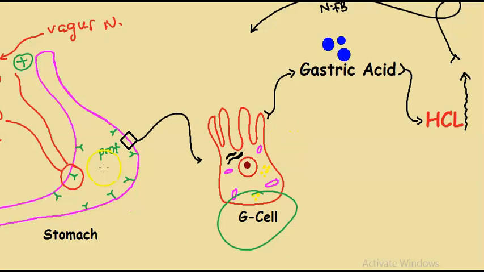So the protein, I will repeat, when we have the distension of the stomach wall, right? Protein inside the food would stimulate the release of gastric acid. Gastric acid from where? Basically from the G cell. So where do we find this G cell? We also find them in the lining of the stomach. So this is the stimulatory event. What about the inhibitory event?